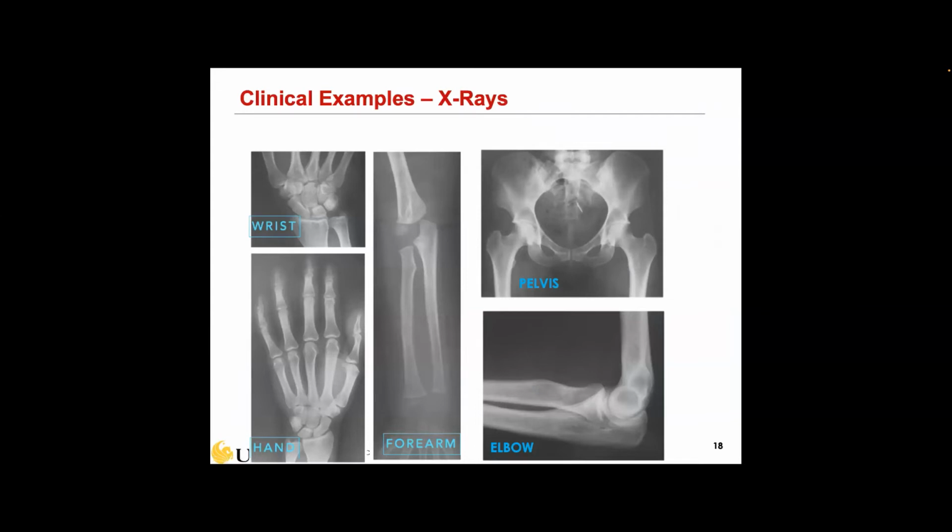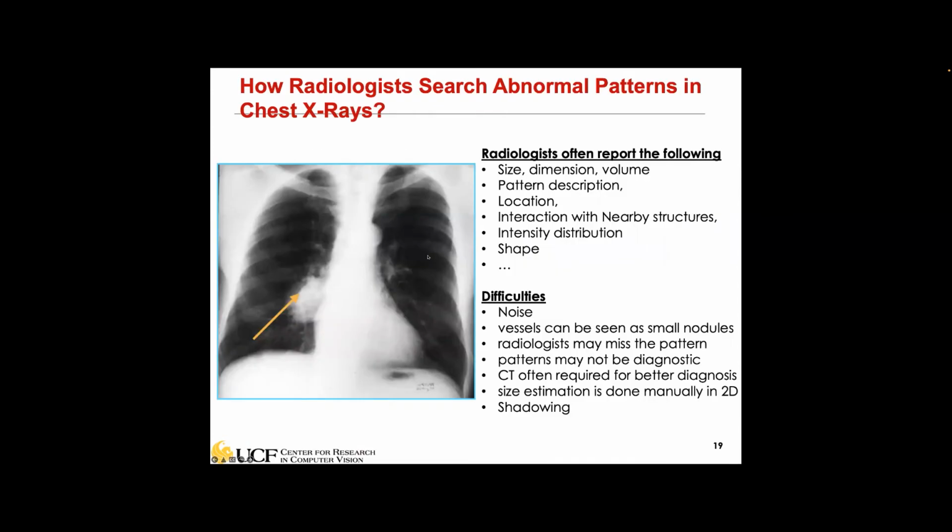Okay, so for the clinical examples, we can use X-ray to check different bones, right, to see if there's any fracture of the bone. So this is a very common use, and it can easily be detected if you have a fracture in a specific bone. And we can also detect some lung diseases.